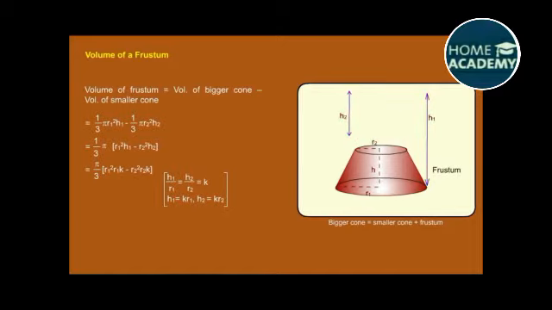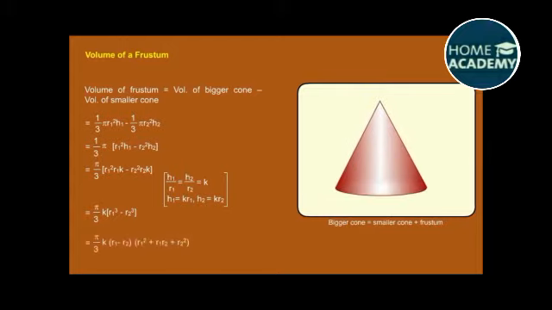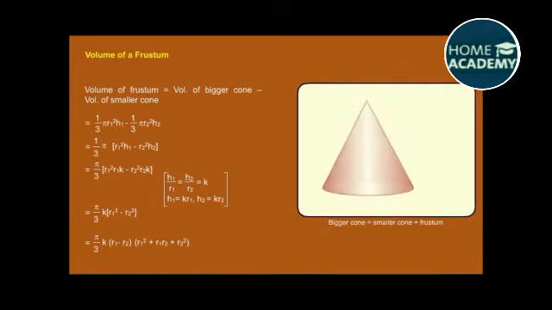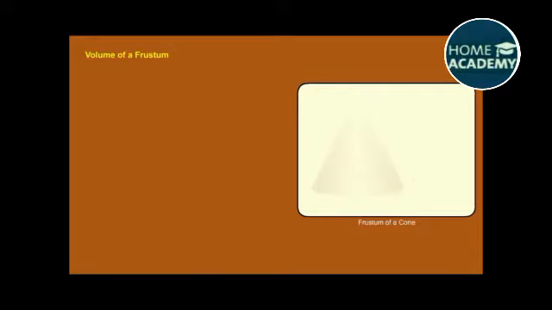h1 is equal to k r1, h2 is equal to k r2, is equal to π/3 k (r1³ − r2³), is equal to π/3 k (r1 − r2)(r1² + r1 r2 + r2²).